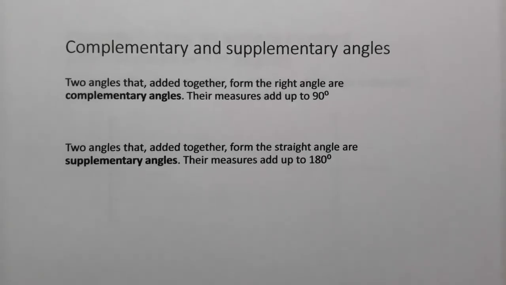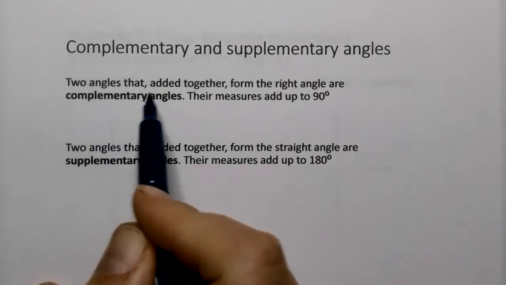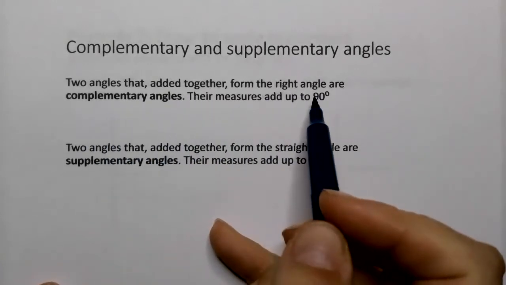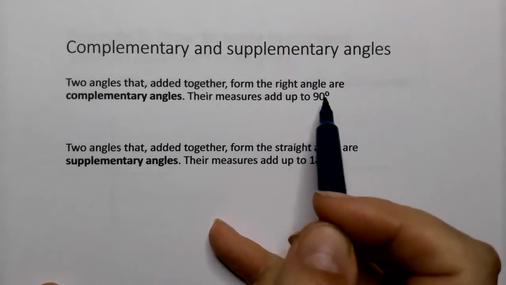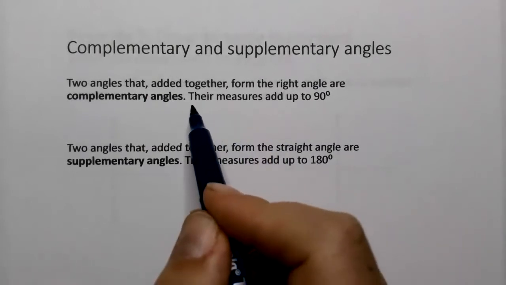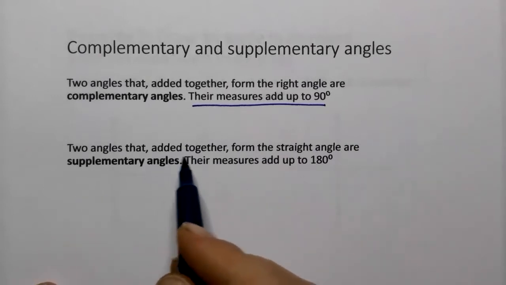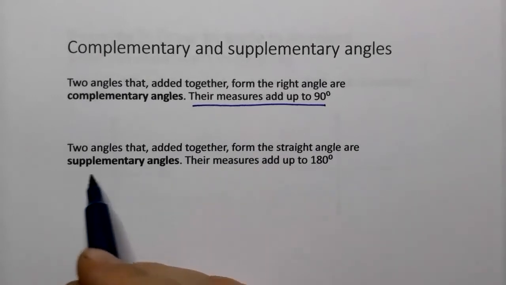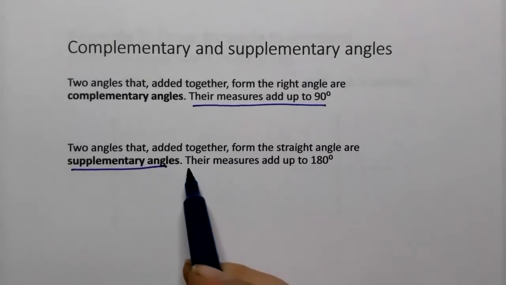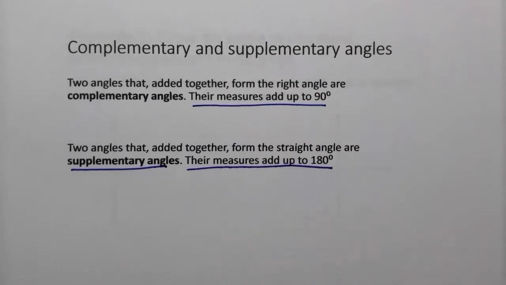Okay, so we're starting this video with more definitions, and we're going to talk about complementary and supplementary angles. Two angles that are added together and form a right angle are called complementary angles. In other words, their measures add up to 90 degrees. Two angles that added together form a straight angle are called supplementary angles. So the measures of supplementary angles will add up to 180.